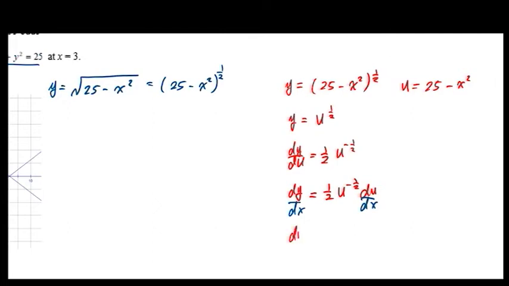So what we have is dy over dx is equal to 1/2. What is u? u, remember, is this thingy. Substitute it right there. You get it? So u is (25 - x^2)^(1/2), or -1/2 power. You notice that this thing hasn't changed, right? It's just the outside thing.